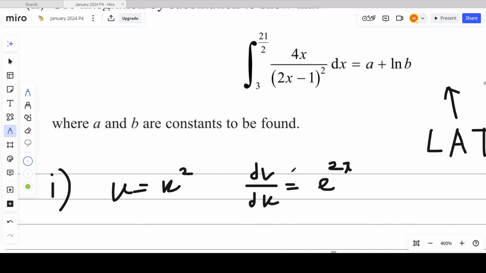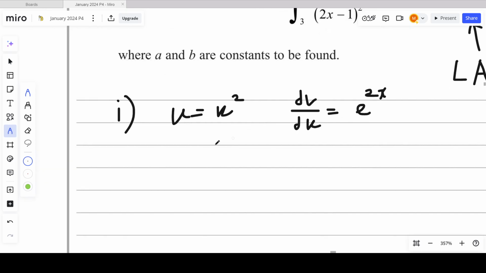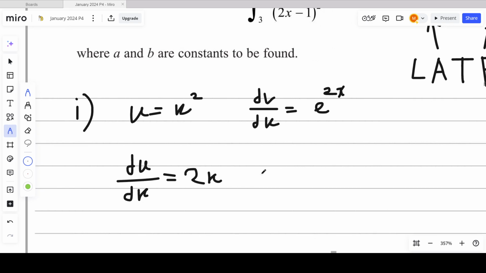Now differentiate: du over dx is 2x. And integrate dv over dx to get v. If you integrate this, you get half of e to the power 2x. That is the reverse chain rule. So v is half of e to the power 2x.